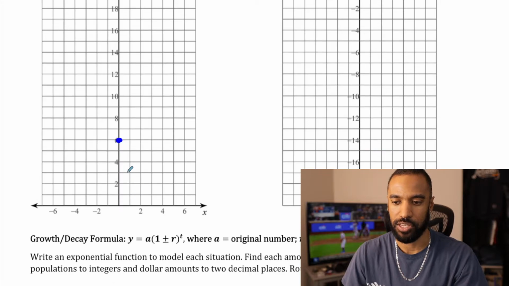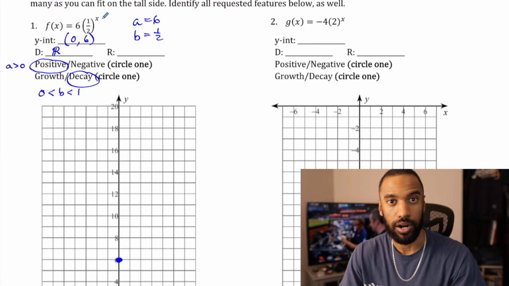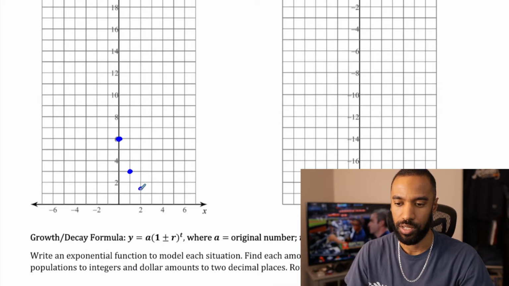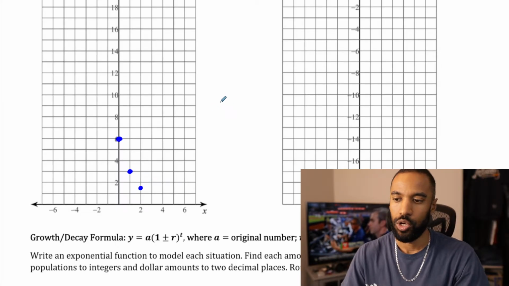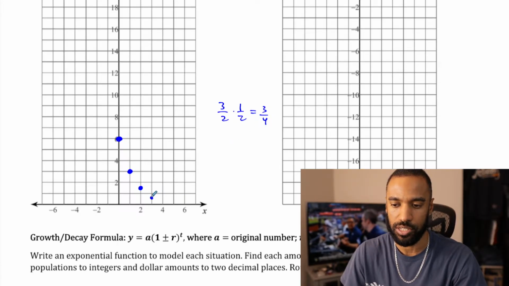6 times 1/2 is half of 6, which is 3. That's 6 divided by 2. Then you take that number and multiply by 1/2 again, right? If x is 2, it's 1/2 squared, times 1/2 times 1/2. So you take 3 times 1/2, which is 1.5, or 3/2, times 1/2 again. 3/2 times 1/2 is 3/4. You're basically taking half your value, but doubling the denominator.